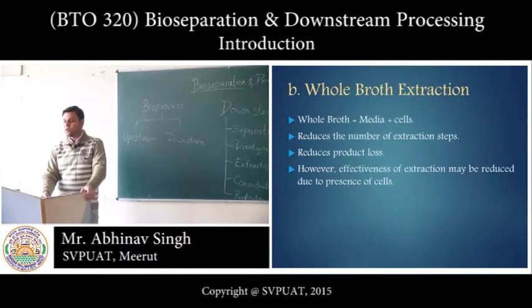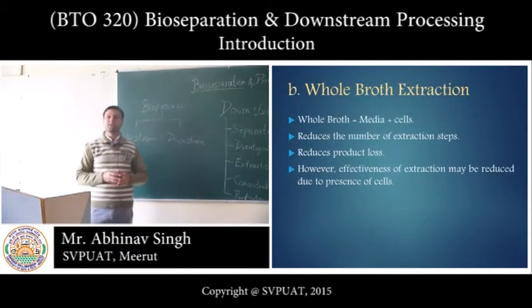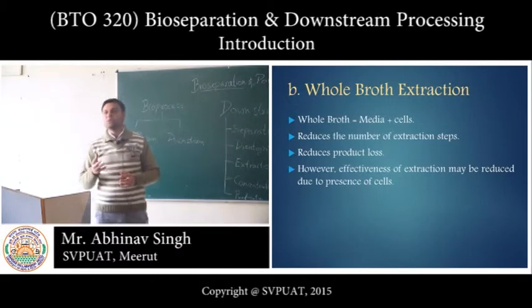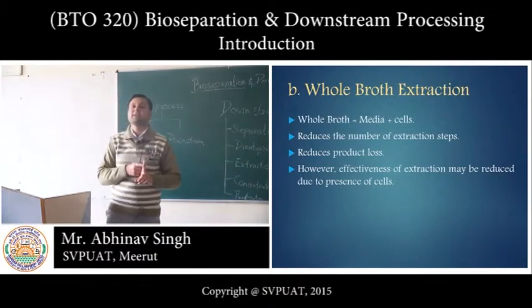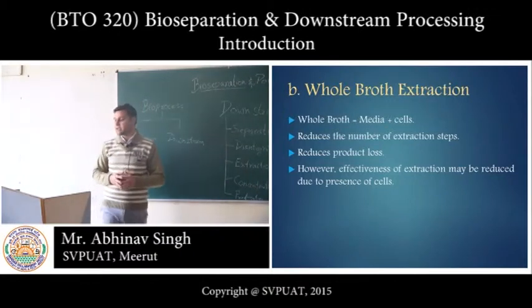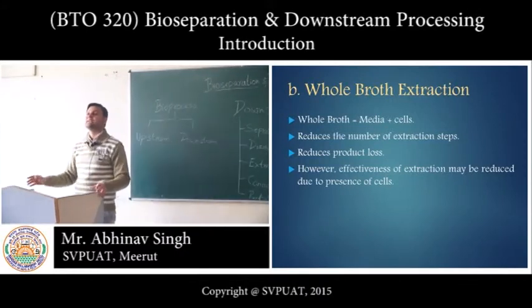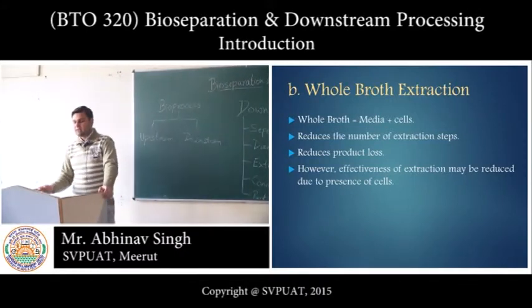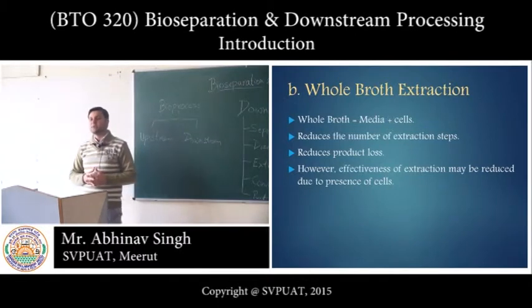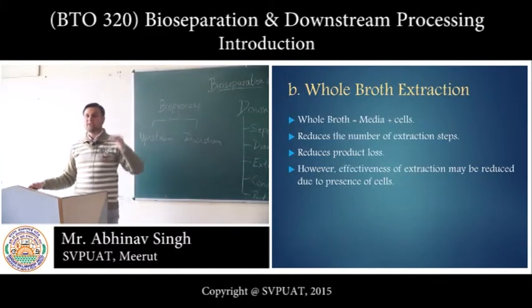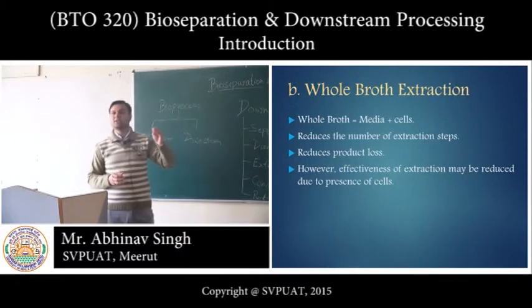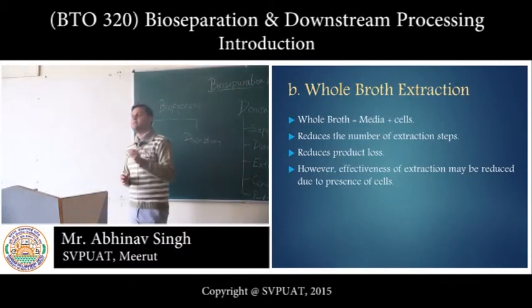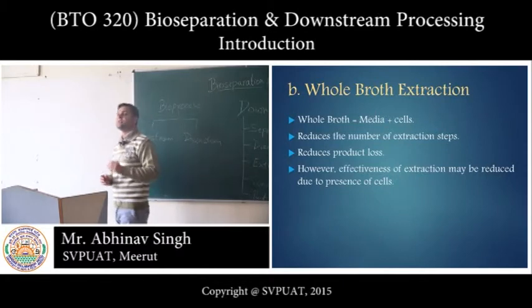The second one is whole broth extraction. What is whole broth extraction? Whole broth extraction counts both the cells along with the media, the nutrient media that is available. So if we are going to extract it, in that case we say it as whole broth extraction method. This extraction method reduces the number of extraction steps. So it is a good technique if we are able to employ this one. In this, it reduces the product loss. Why? Because the number of steps are low. The number of purification steps are reduced. So it will reduce the production cost.